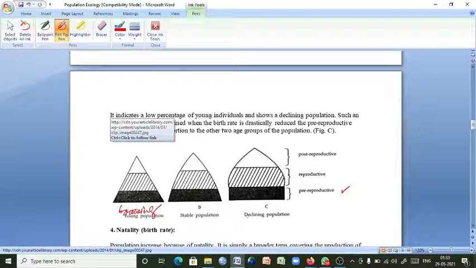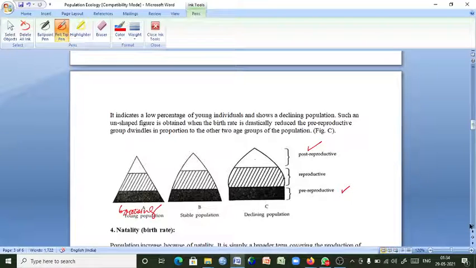And the third one is represented by the least proportion of the pre-reproductive, or young, population. The reproductive population increased, and the post-reproductive population also increased to maximum. They show a declining population. So in the case of a declining population, the post-reproductive portion is at maximum. By using this, we can categorize the population into three types.